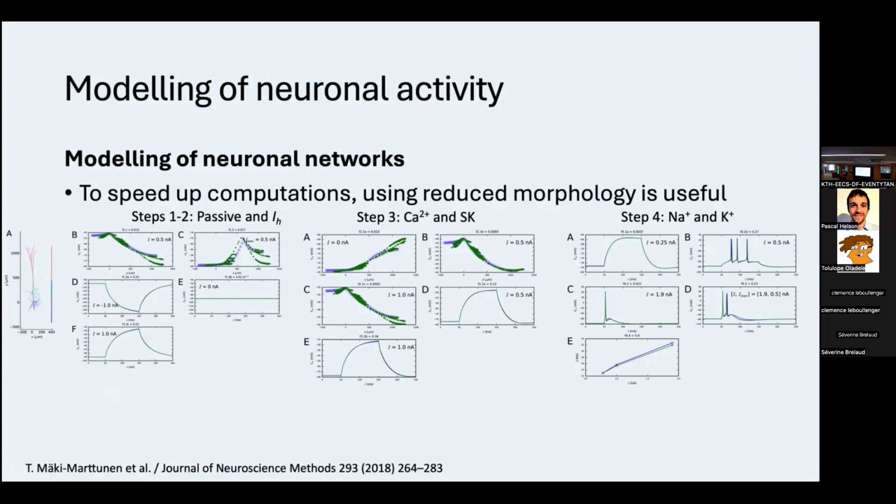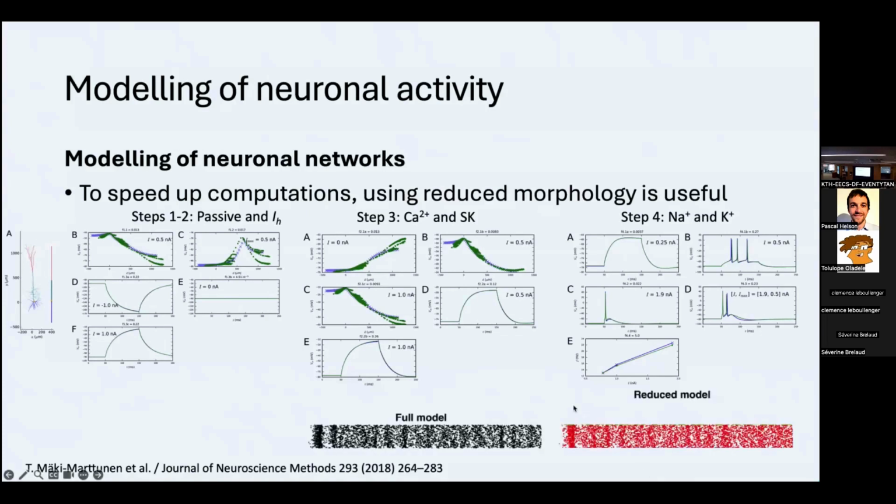Because, as I showed in one of the previous slides, the parameter variation was really high, and they can have a kind of degeneracy, that certain behavior can be due to one conductance or another conductance, and we cannot be sure which one it is.